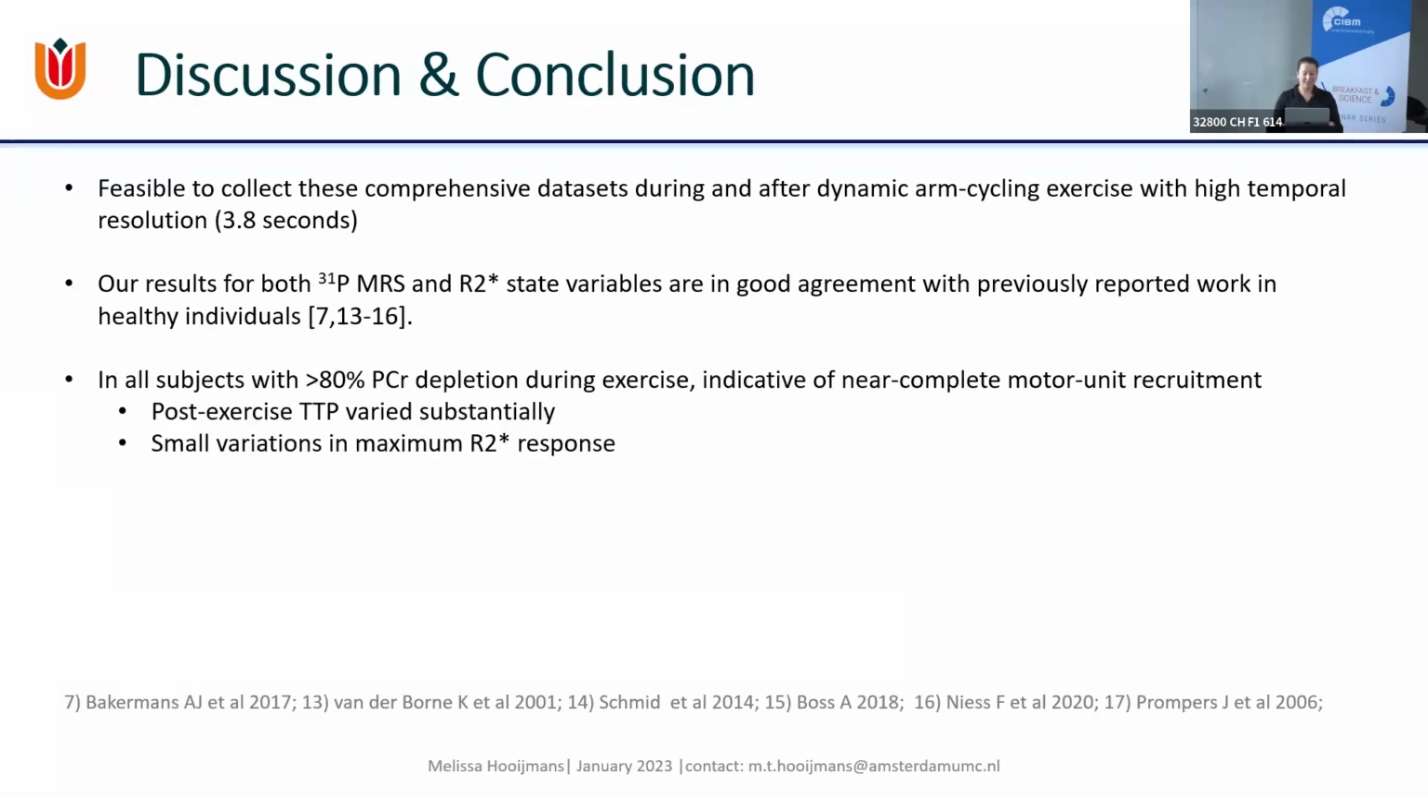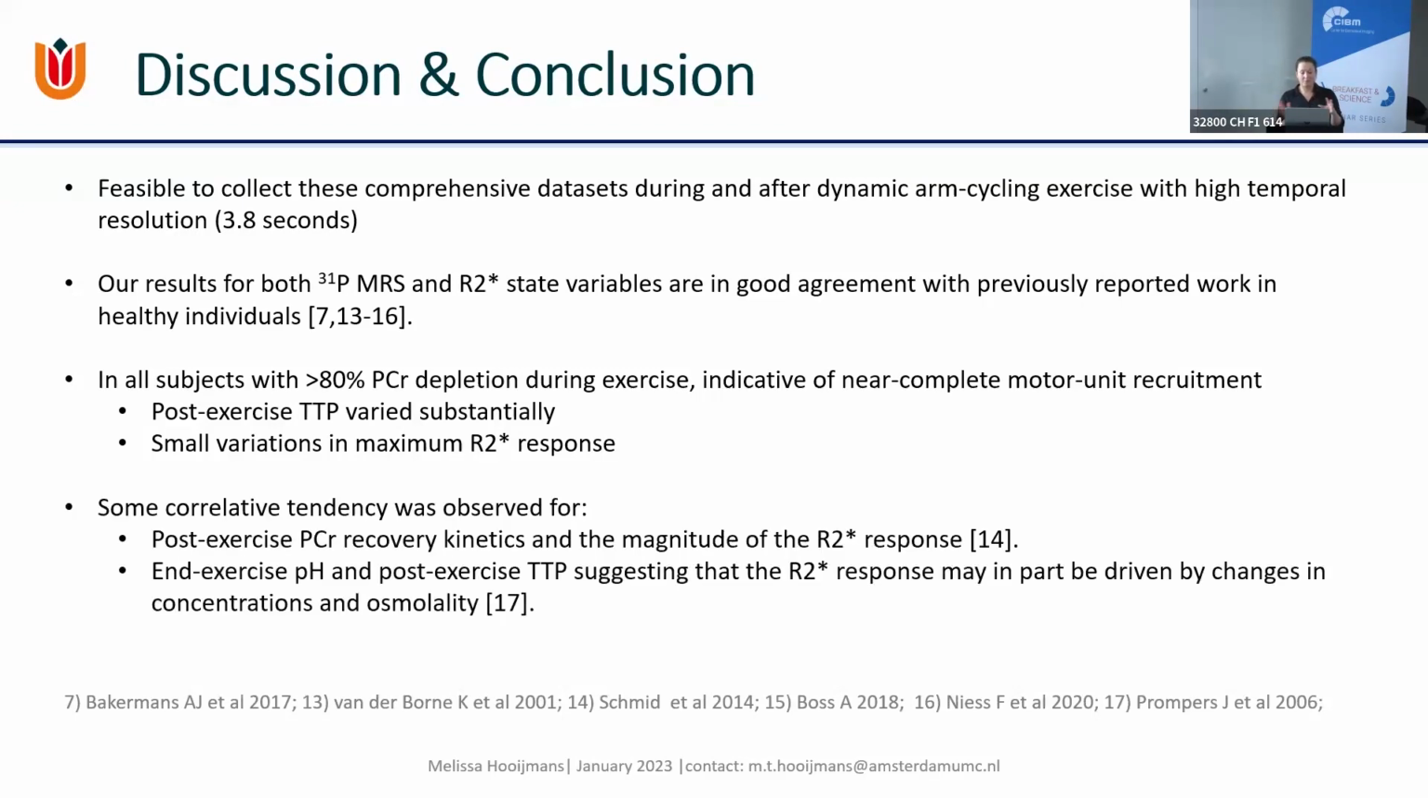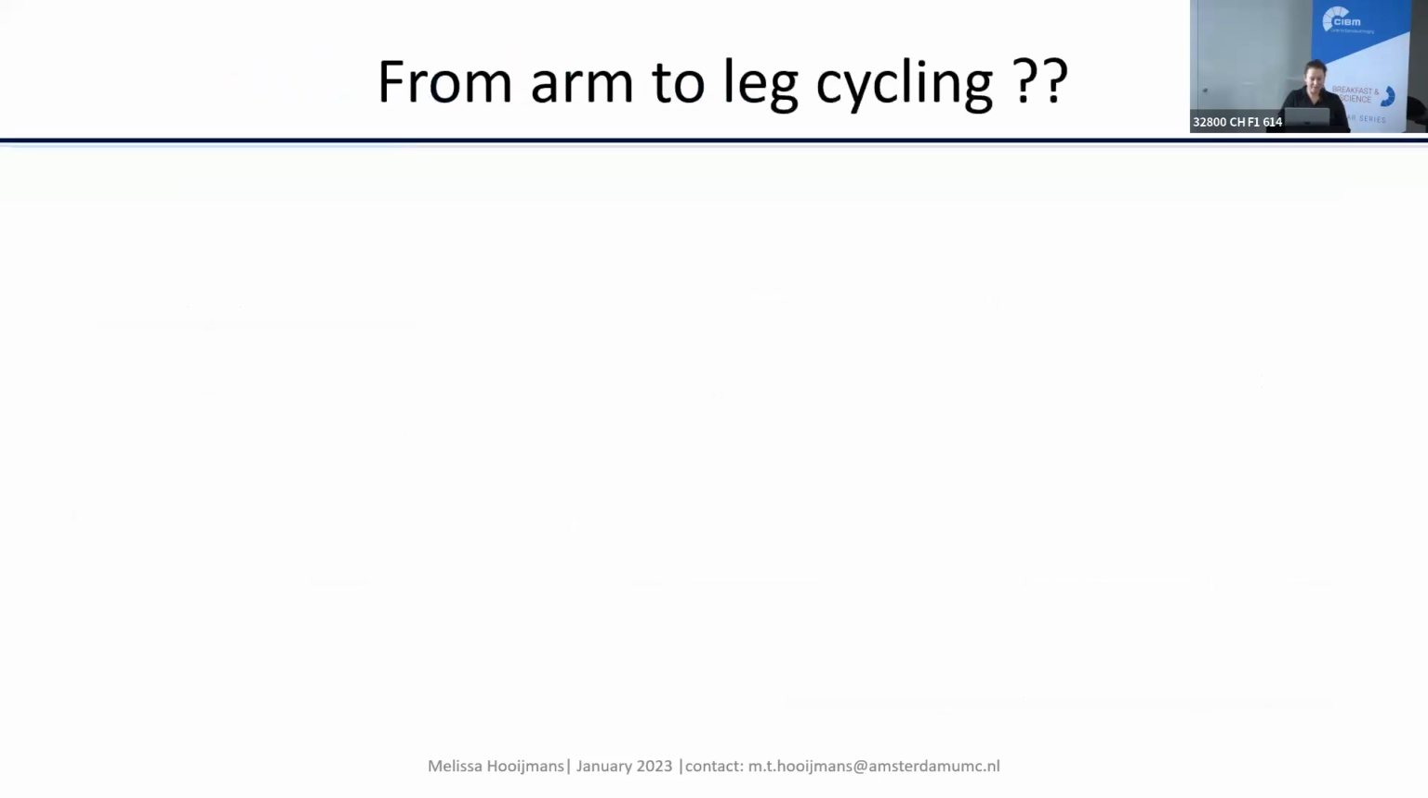And the other nice thing is that with this platform, we saw that PCR depleted up to 80% in most of our participants. So it's really possible to go all out with this platform in exercise, which also indicates that you have near complete motor unit recruitment in the muscles, which is nice to really look at how the muscle functions in participants. And we looked into some correlations and we found some tiny tendency towards some correlations. I'm not going to go in more depth there. And then, we were very happy with the arm cycling experiment.